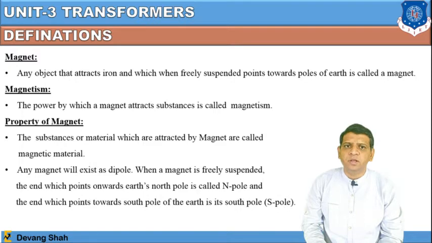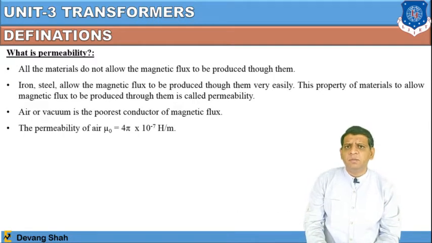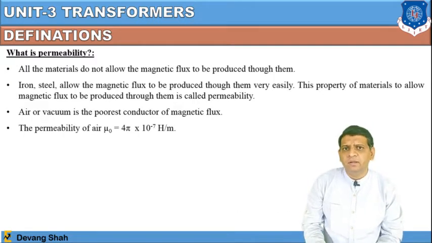Now, based on this property, permeability. Permeability is a property of a magnetic material that has the capacity to produce magnetic flux through it. Not all materials allow magnetic flux to be produced through them. Iron and steel allow magnetic flux to be produced in them very easily, and this property of materials to allow magnetic flux to be produced through them is defined as permeability.